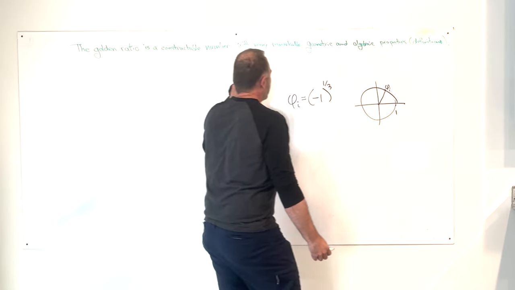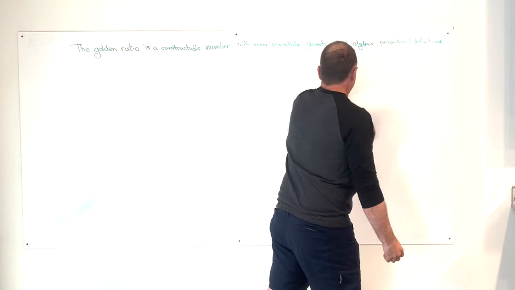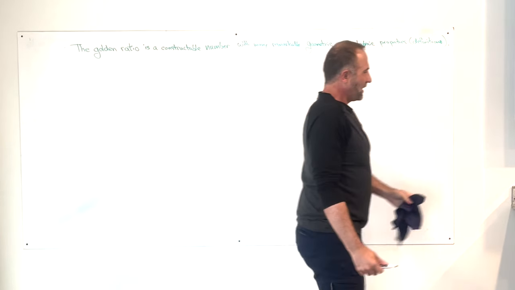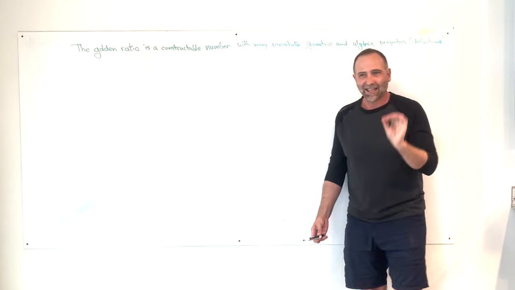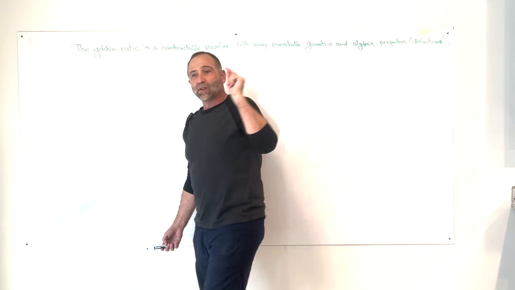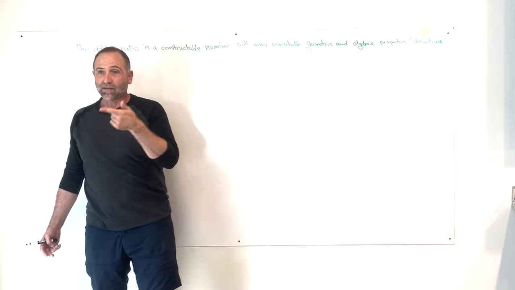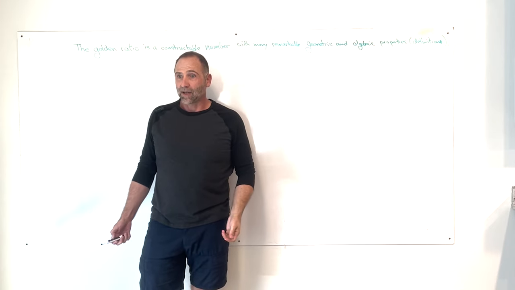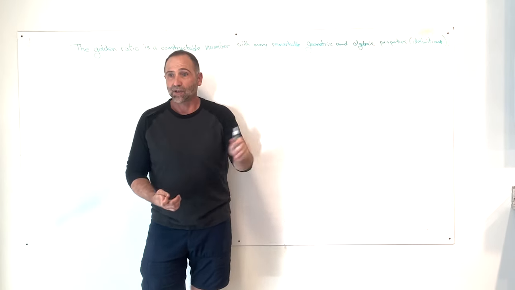Next thing to say about it is that the golden ratio has something very central to do with continued fractions and the Euclidean algorithm for what? Finding the greatest common divisor, right? So that's what continued fractions can be used to do.